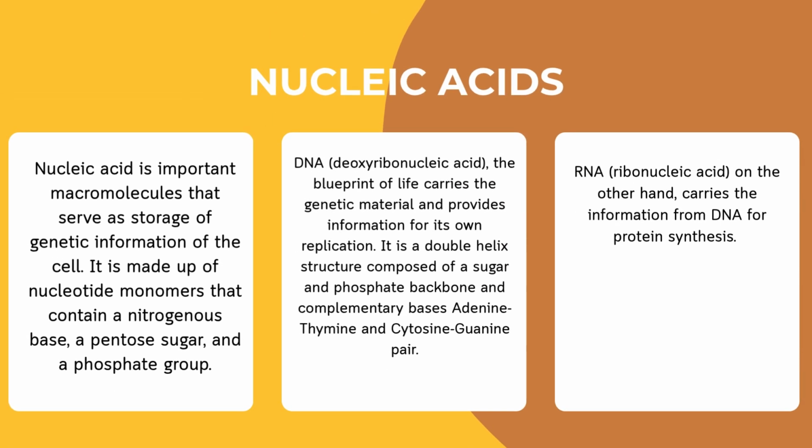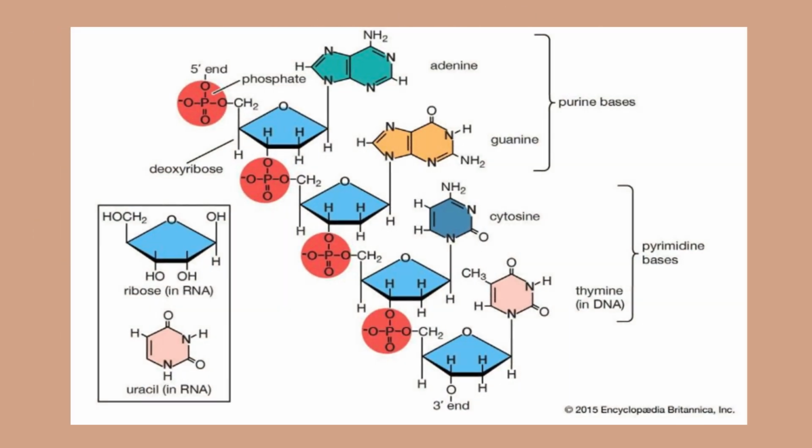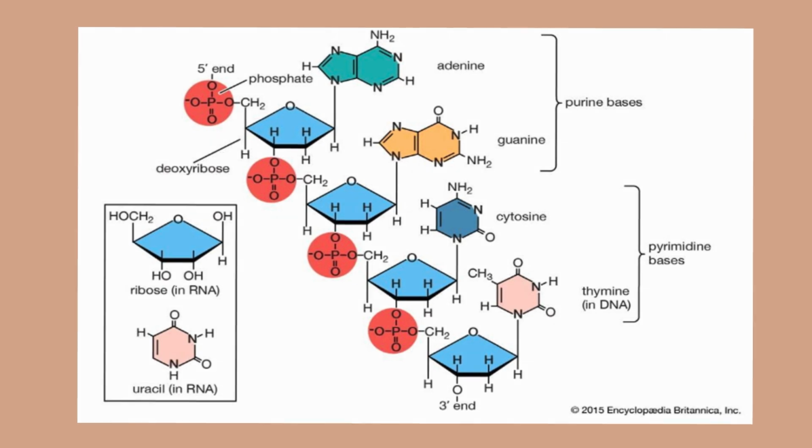Nucleic acids store genetic information. They're made of nucleotides: a nitrogenous base, a sugar, and a phosphate group. DNA, a double helix, stores the genetic code and uses A-T and C-G base pairs. RNA, single strand, carries instructions from DNA to make proteins. Without nucleic acids, cells wouldn't know how to function or replicate.